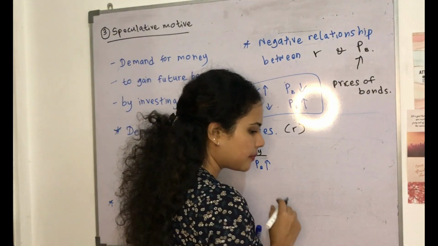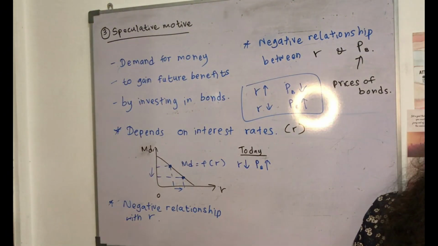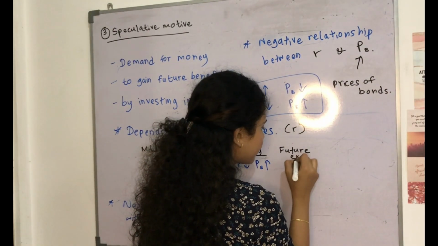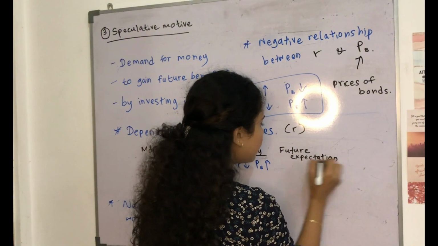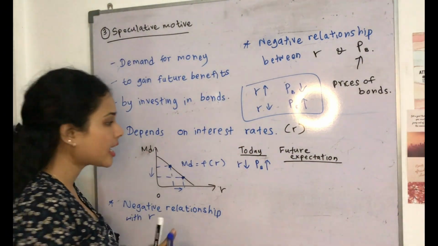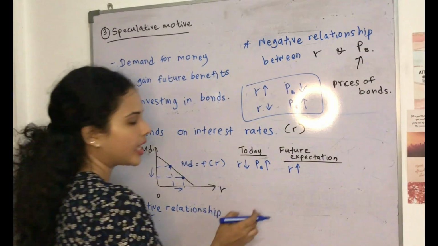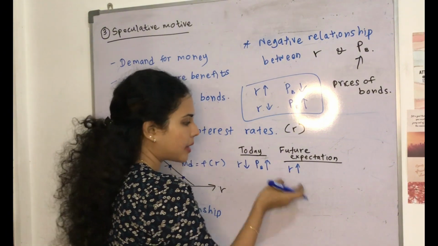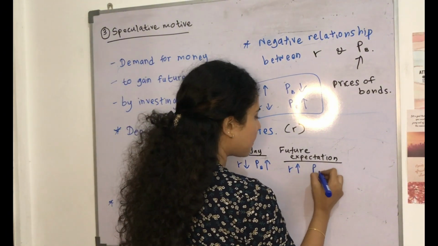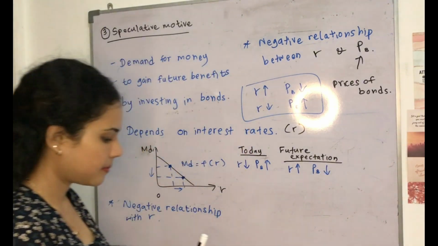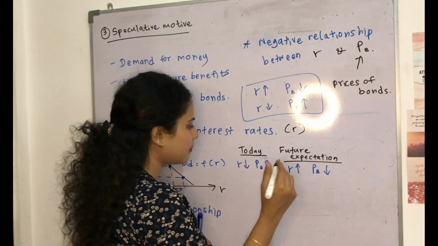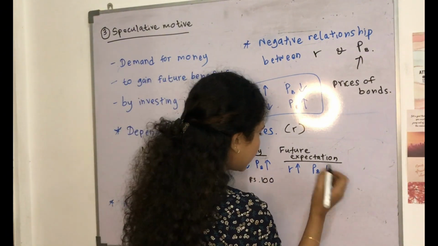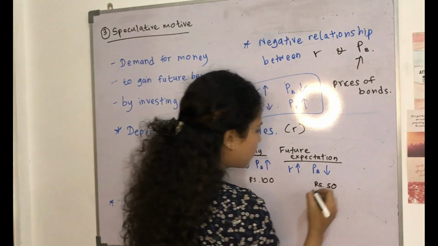In a future day, we say future expectation. Someday this interest rate might be increasing again. If today it's decreasing, it will be increasing for sure in future. So if at that time interest rate will be increasing, what will happen to price of bonds? It will be decreasing. Think about this situation: today the price of a bond is 100 rupees and in future it will be going down to 50 rupees.